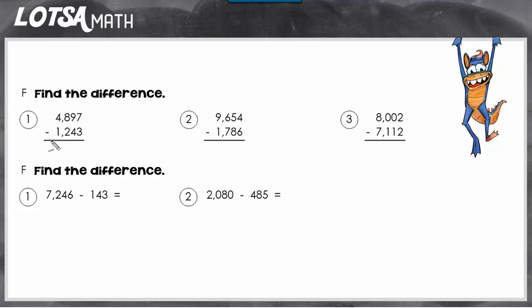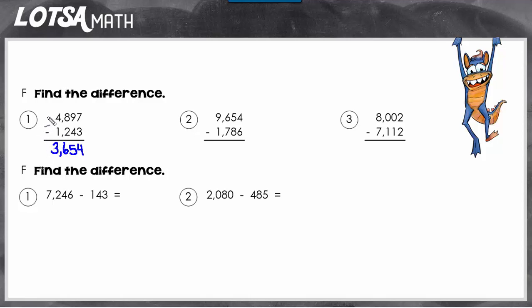We check and see it's already lined up, and now we're going to start in the ones place and just do subtraction. 7 minus 3 is 4. Now we'll move to the tens place. 9 minus 4 is 5. Then we'll move to the hundreds place. 8 minus 2 is 6. And then in the thousands place, 4 minus 1 is 3.